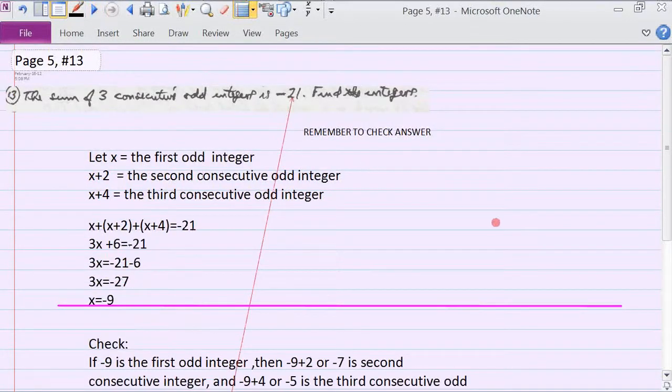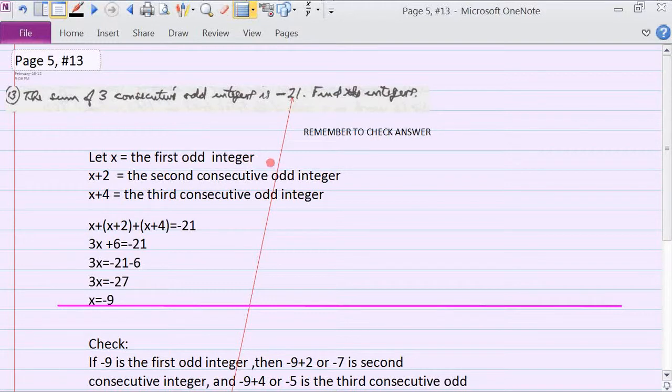Okay, let's go to the second one that we're going to do, which is number 13 on page 5. And we're told that the sum of 3 consecutive odd integers is minus 21. And we're asked to find the integers. So we let x equal the first odd integer. Now, in order to go to the next consecutive odd integer, we have to add 2.